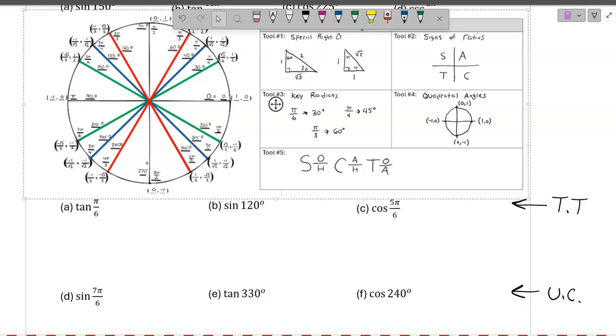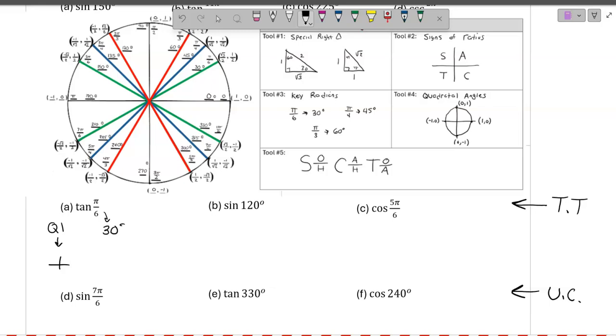So for pi over 6, we know that this is in quadrant 1. We know that all trig ratios in quadrant 1 are positive, so this is a positive answer. I know that pi over 6 is a reference angle of 30 degrees, therefore the tangent of 30, so there's 30, opposite over adjacent, is 1 over root 3. And that's going to be my final answer. You can leave it unrationalized, or if you want to leave it as root 3 over 3, either is going to be acceptable here.